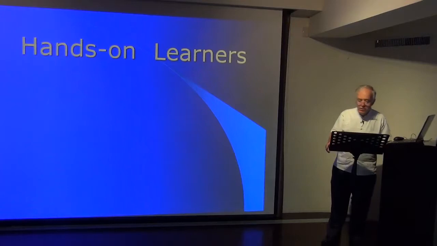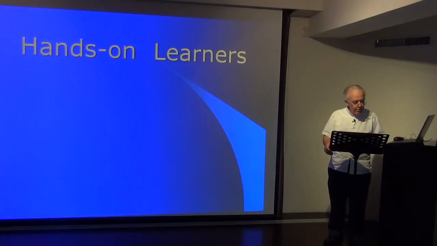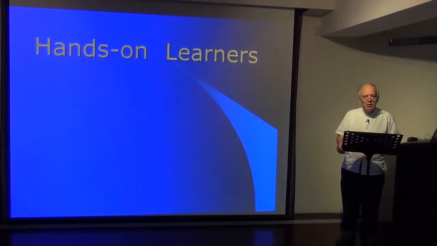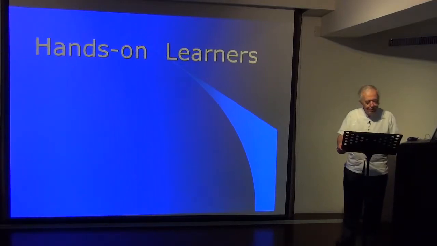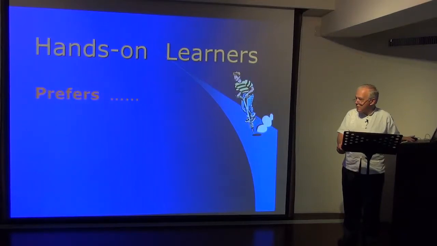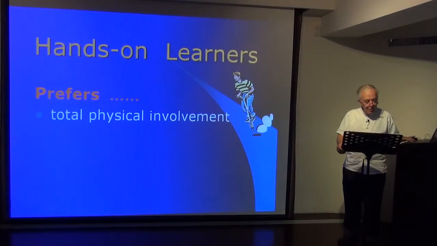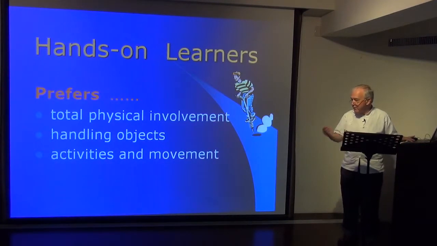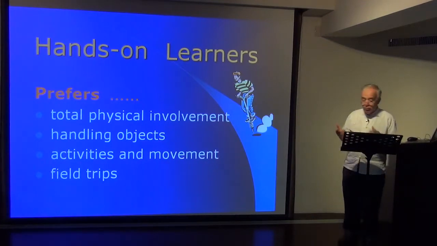Thirdly, hands-on learners. Check off these numbers: 3, 6, 9, 12, 15. If you had 4 or 5 of those, you're a hands-on learner. What's this? You prefer total physical involvement, handling objects, activities of movement, field trips.